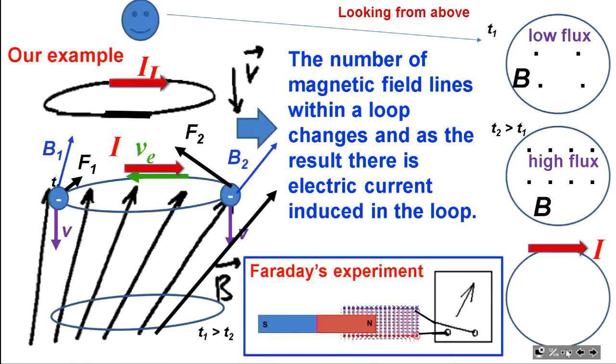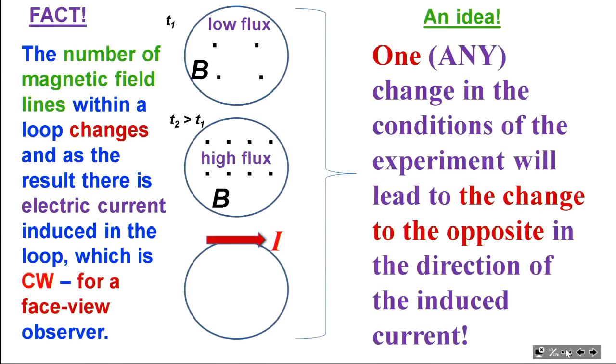First we can make a logical transition. What's going to happen if we make a single change? What can we change? Well, we can change the direction of the magnetic field. Instead of having a north pole up, we could have a south pole. What else could we change? We could change the velocity of this loop. Instead of approaching the magnet, it could move away from the magnet. That would affect magnetic flux.